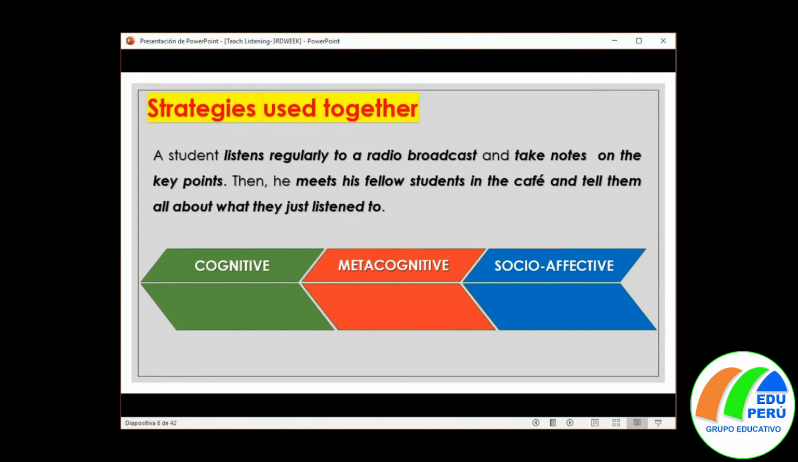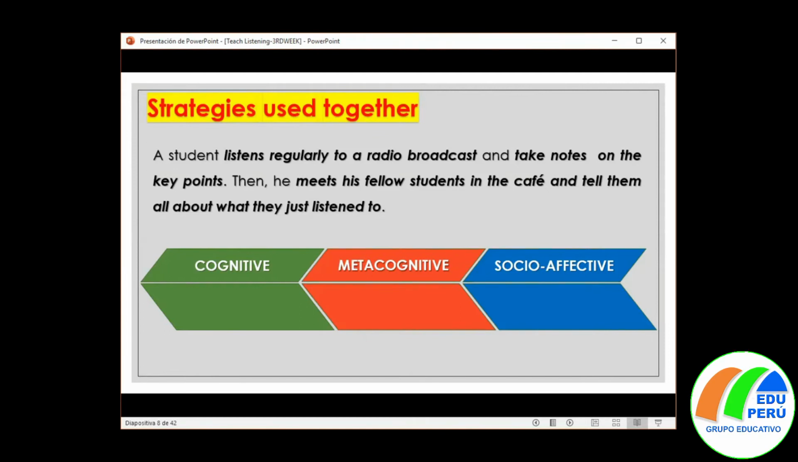Abraham says, listen regularly to a radio broadcast. Anybody else? Vanessa? Meets his fellow students in the cafe and tells them all about what they just listened to. This is the cognitive. All right, so we have different answers. Abraham says listens regularly to radio broadcasts. Vanessa says that is the third activity, meet his fellow students in the cafe. Only one answer is possible, just one.